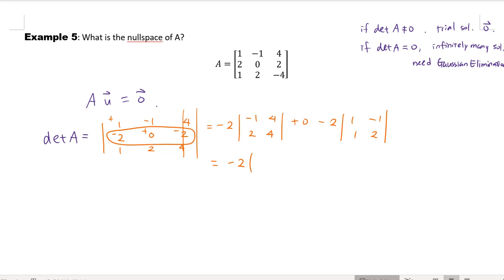Alright. So cross multiply, -4 minus 8, 2 minus 1, so 2 plus 1. -2, this is -12. -2 times 3 is 6. This is 24 minus 6, 18.